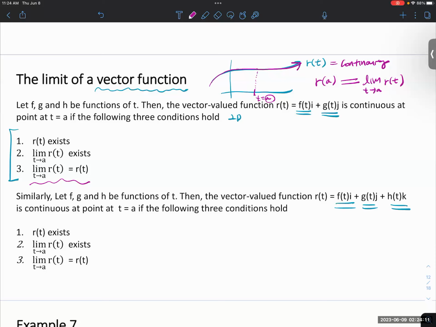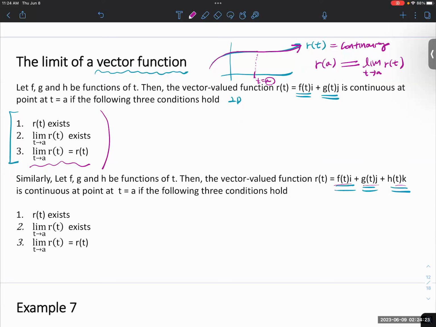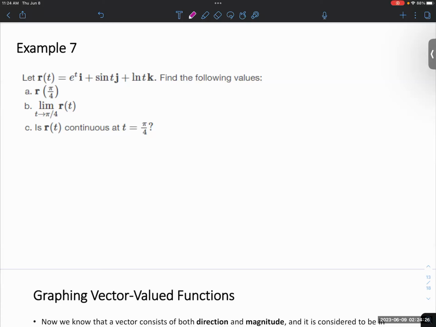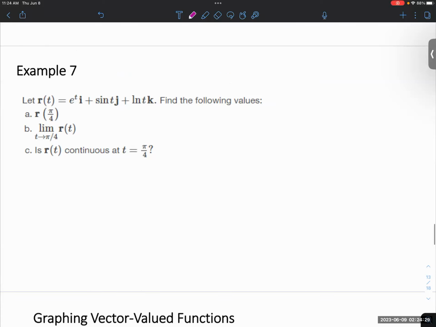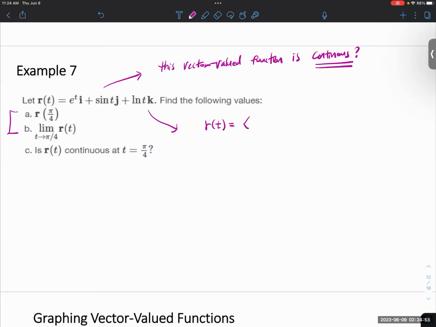I will show you an example. The example is not that crazy. Let's take a look. It's going to be 2 or 3. Here we go. This is a vector valued function. I want to prove that this vector valued function is continuous. So we need to check those two and then check they're equal to each other. First of all, the R vector is e to the t, sine t, and ln t, correct?